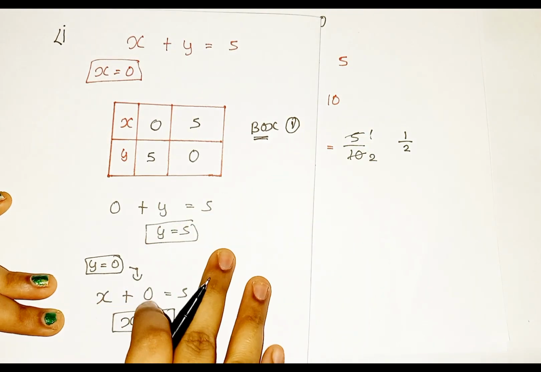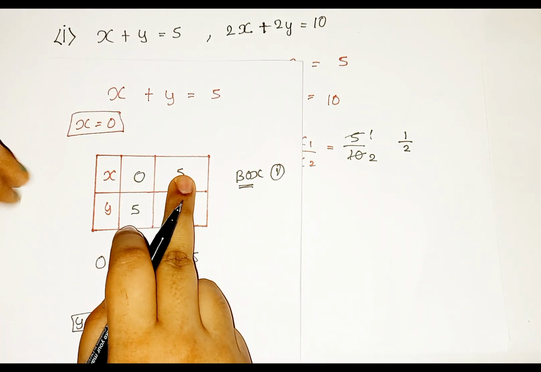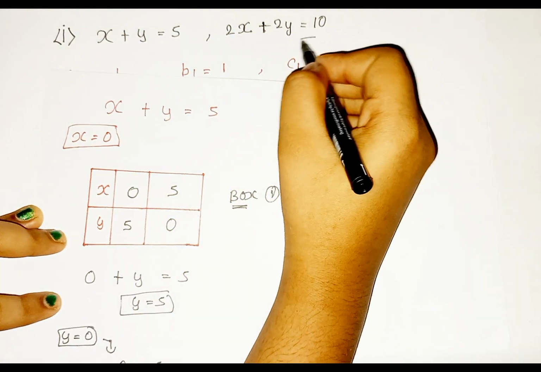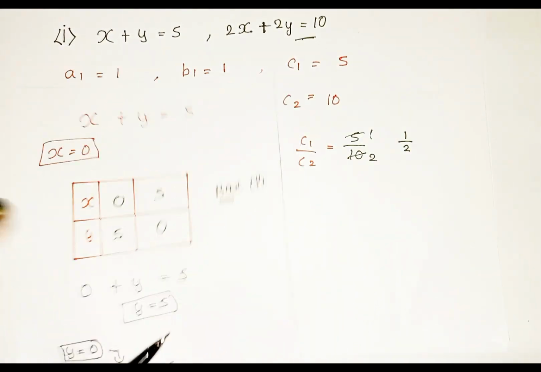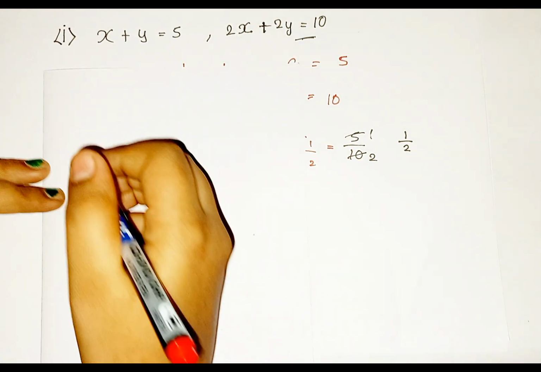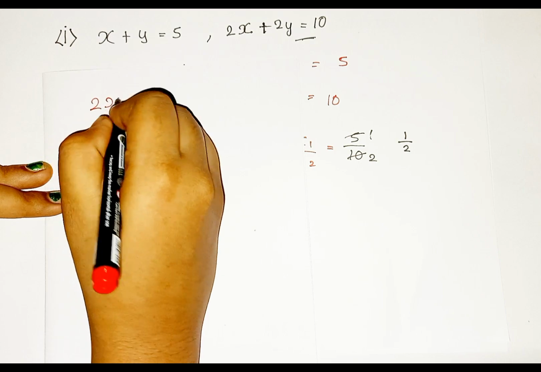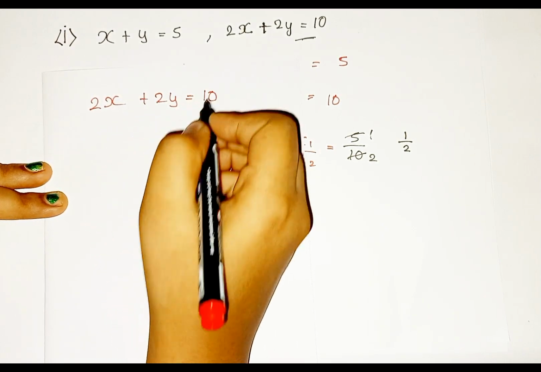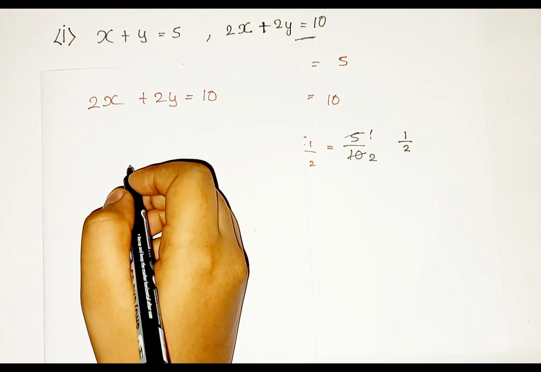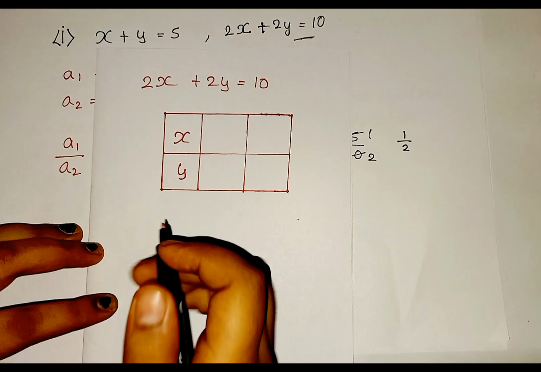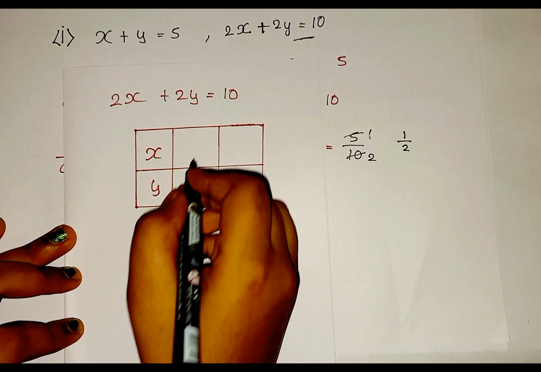Now we have put random values for this equation. In the question we have another equation, so in that equation also let's put random values. Let me write the equation as it is: 2x plus 2y is equal to 10. Here also I am going to put random values. Now I am going to take x as 1.